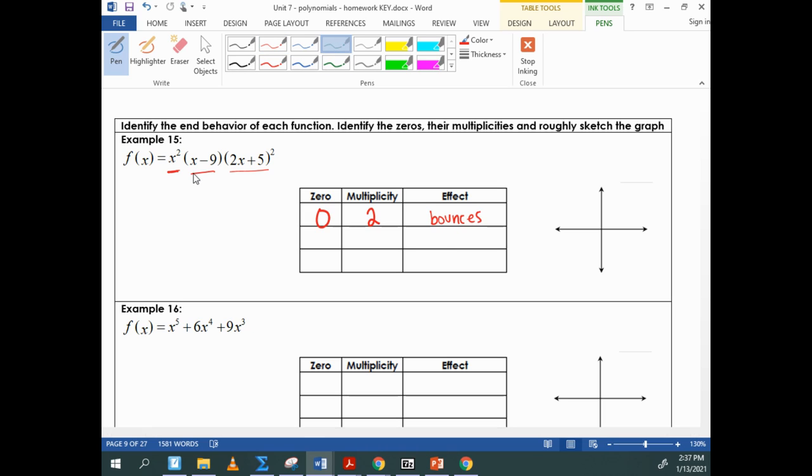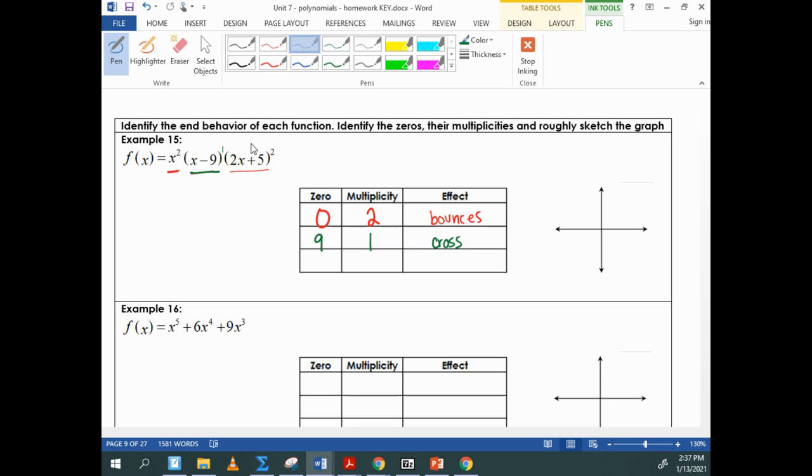All right, let's look at this one. We're going to do these in different colors. My 0 here, what makes it go to 0 is a positive 9. 9 minus 9 is 0. Notice right here, its multiplicity, it's invisible. That means it's just a 1. Okay, odd multiplicities cross the axis.